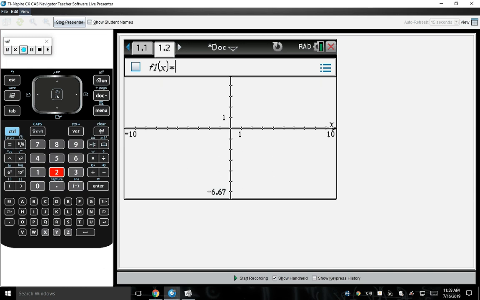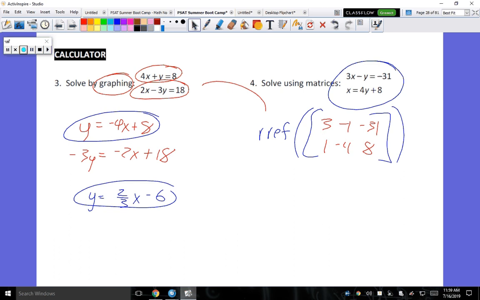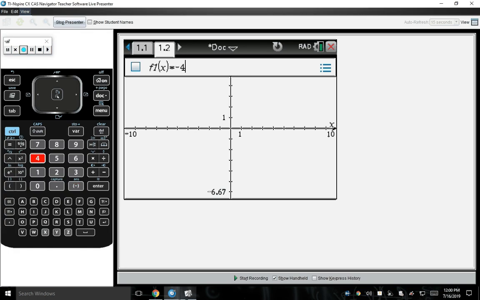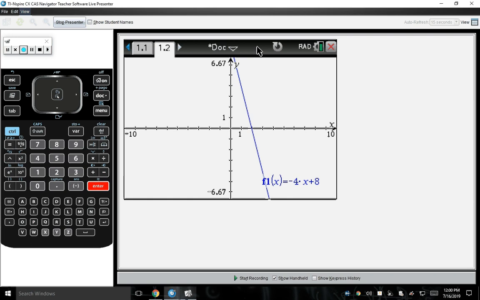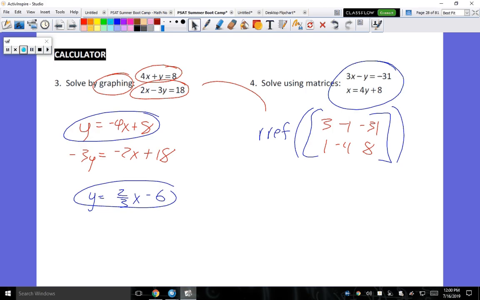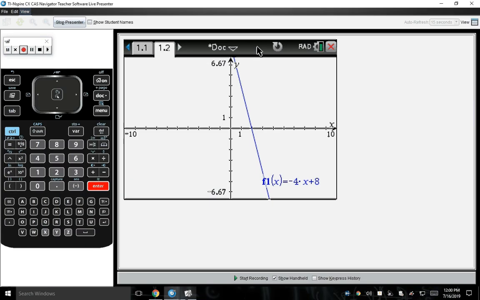Let me show you. Let's put, for the first function, negative 4x plus 8. So you're going to type in negative 4x plus 8. When you press enter, it will graph it. We go to the other one, and we're going to do 2/3 x minus 6. So press tab to get the other one. Press control divide and do 2/3.